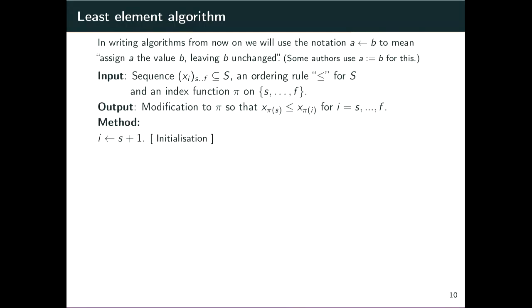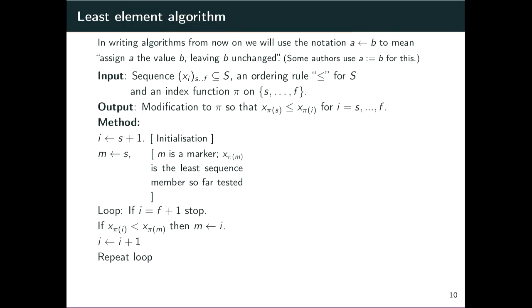So our method is that we're going to initiate by defining I to be S plus 1. So I is going to be our comparing index. And we're going to set M as our marker. So x_pi(M) is the least sequence member so far tested. So we're going to set this to S. So that's the first element so far.